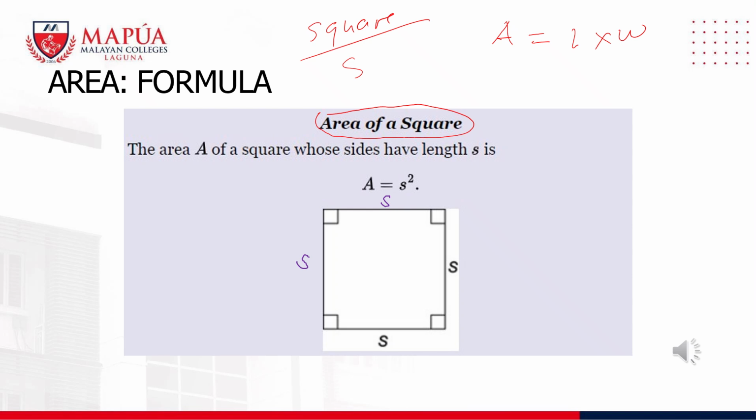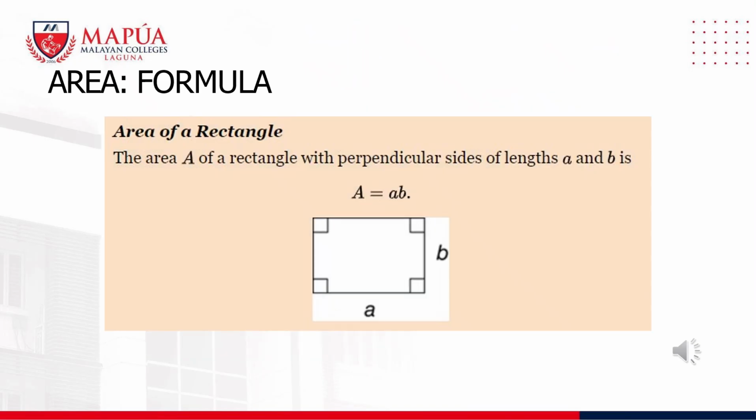So you can let the side of the square be S. If we call it a square, it means all the sides are equal. Then the area, from this definition, means that the length is also S and the width is also S. So S times S, therefore the area of the square is simply S squared. So the area of the square is simply the square of the side.